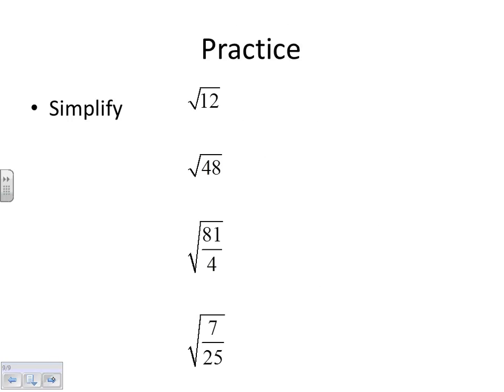Okay, here's some practice problems I'd like you to try. Do the best you can, and we will go over them first thing tomorrow.